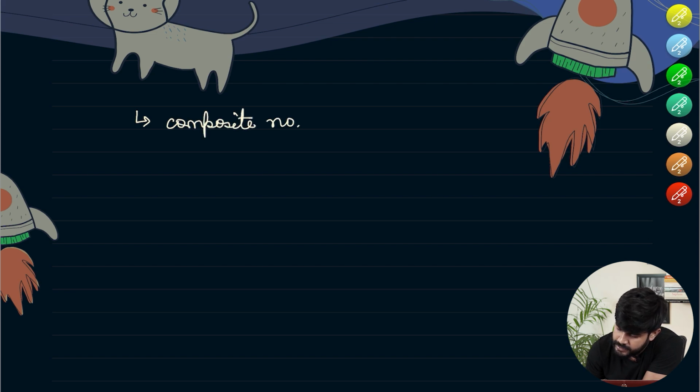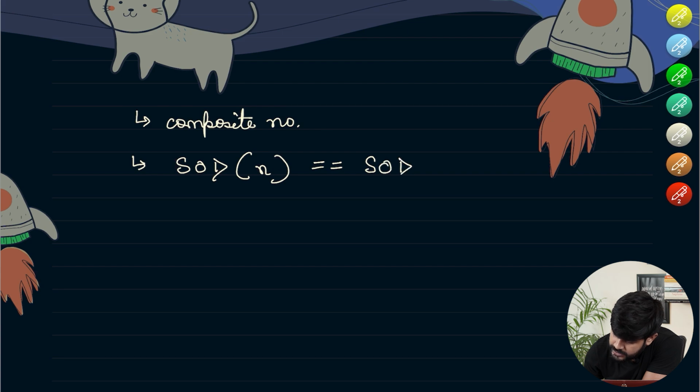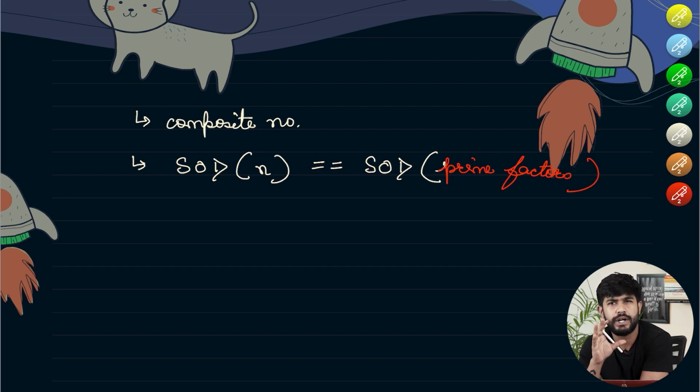Okay, what do you mean by composite number? All the non-prime numbers are composite numbers. It has more factors than 2. And the sum of the digits of the given number should be equal to the sum of the digits of the prime factors. Okay, this is what is asked.